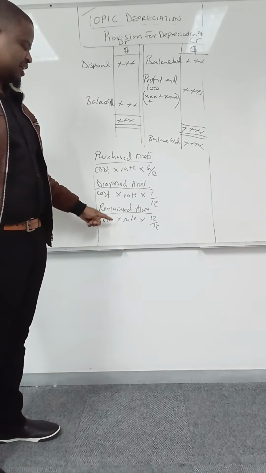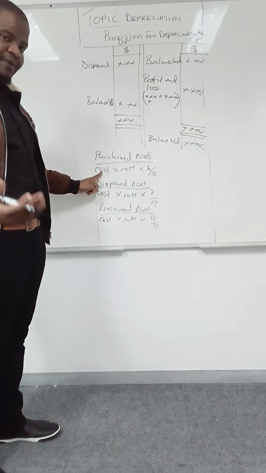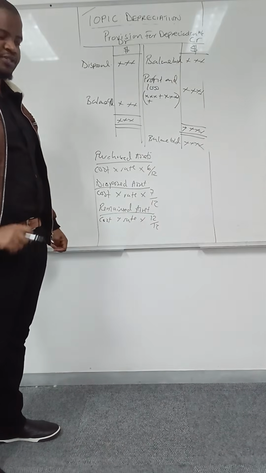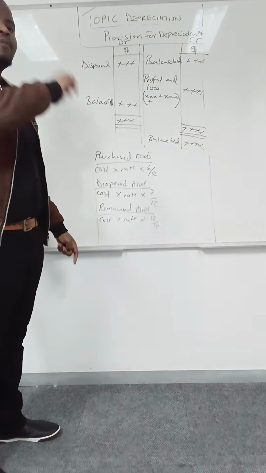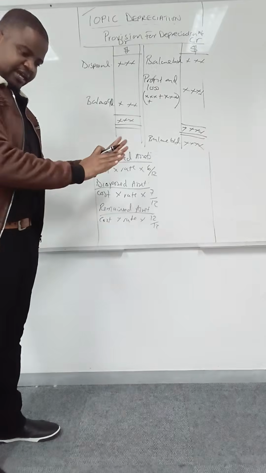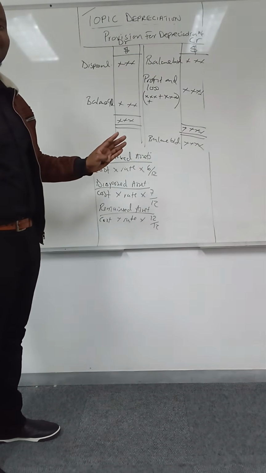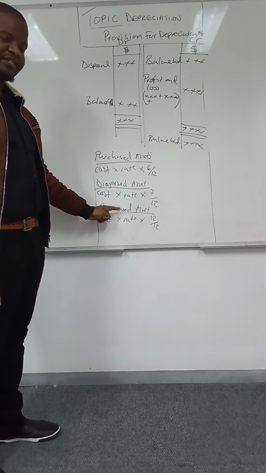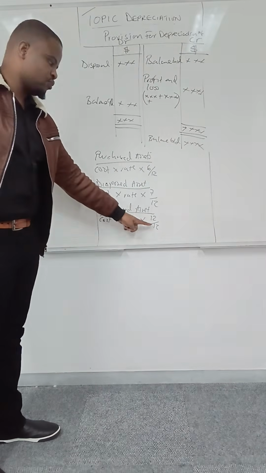So for the remained asset, students, in many questions the cost is given, but for the remained asset you need to calculate the cost yourself. So how do you calculate the cost of the remained asset? You go back to the asset account. The first balance b/d on the debit side, you subtract the disposal, the original cost of the asset that we disposed. That's how you get your cost for the remained asset. Then that cost times rate times 12 over 12.